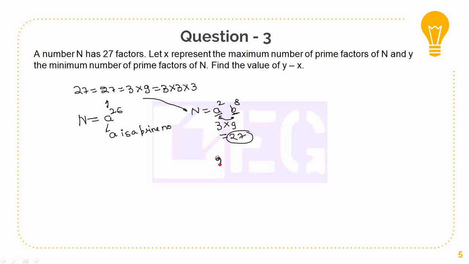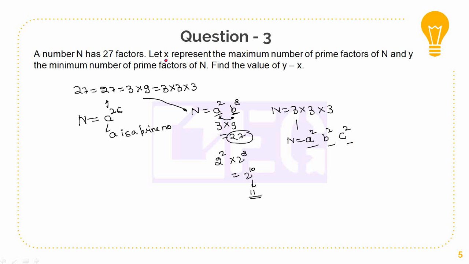If these were equal primes, that means 2 square into 2 to the power 8, that is equal to 2 to the power 10, which will contain 11 factors. It will not contain 27 factors. If you want 27 factors, a and b should be different primes. Now next, n is in the form of 3 into 3 into 3. That means the number will be in the form of a square, b square and c square. Now a, b and c should be different primes.